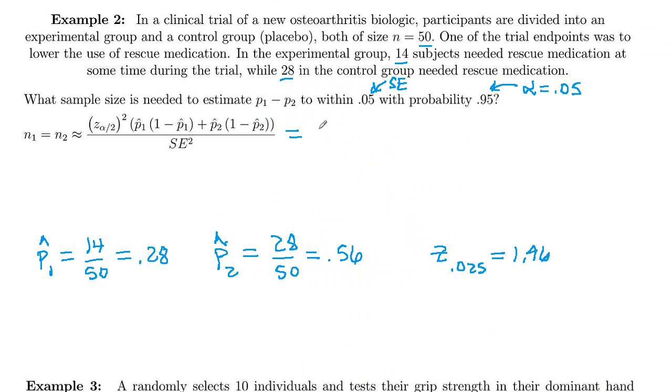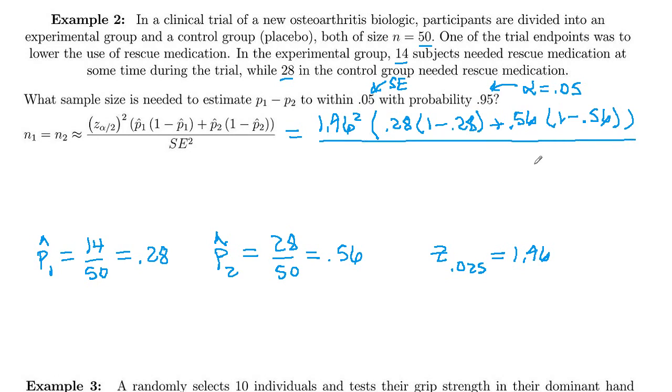And so this will be 1.96 squared, times our p1 hat, 0.28 times 1 minus 0.28, plus our p2 hat, which is 0.56 times 1 minus 0.56. And then we are dividing by the sampling error squared, so that'll be 0.05 squared. Let's go ahead and put that into the calculator.